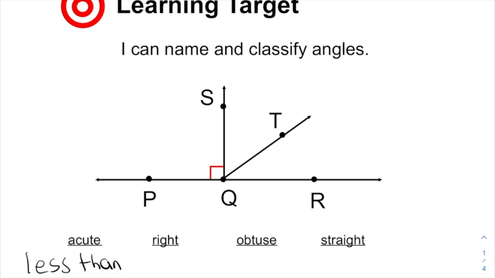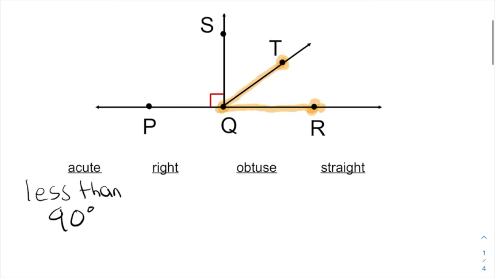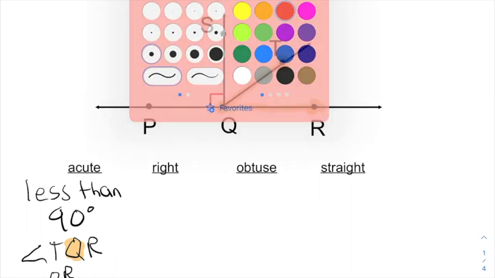Okay? Now, if we look at this angle here, how do we name this? You'll notice that there are 2 points on the outside, and then there's 1 point in the middle. So you could say that this angle is angle TQR, or it's angle RQT. Either way, notice Q is in the middle. So again, we have to identify that and put Q in the middle.